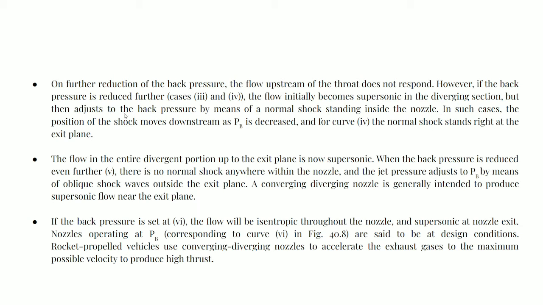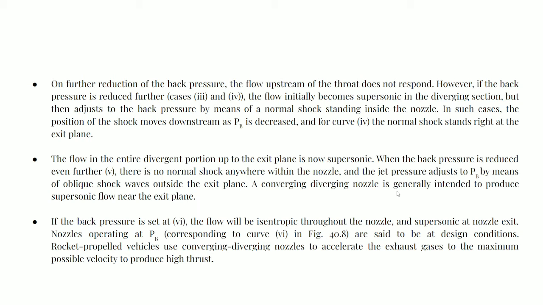In such cases, the position of the shock moves downstream as the PB is decreased, and in curve 4 the normal shock stands right at the exit plane. Flow in the entire divergent portion up to the exit plane is now supersonic. When the back pressure is reduced even further, there is no normal shock anywhere within the nozzle, and the jet pressure adjusts to the PB by means of oblique shock waves outside the exit plane.